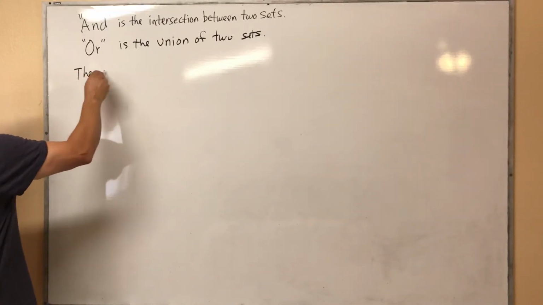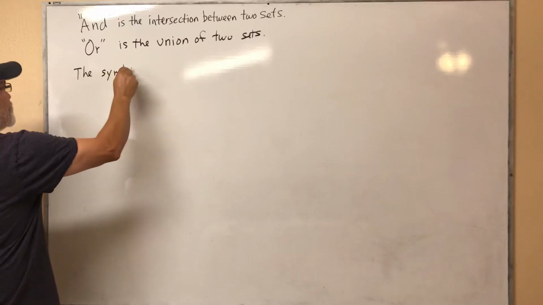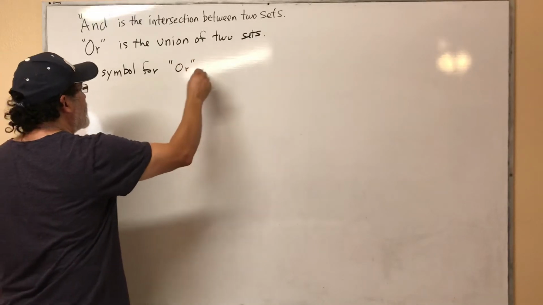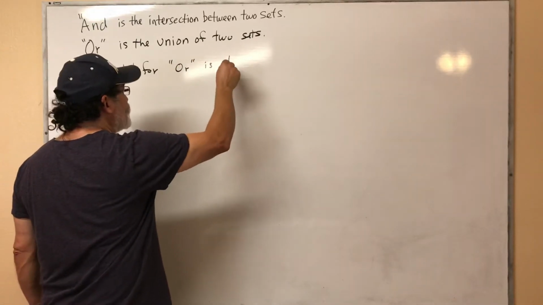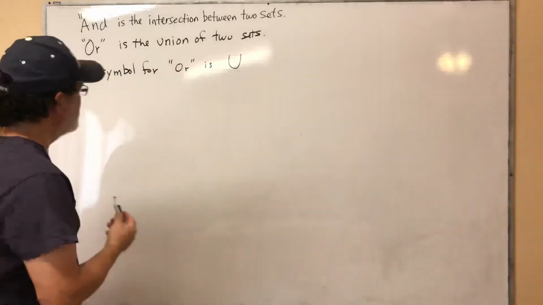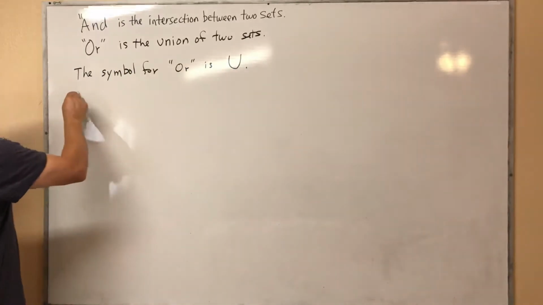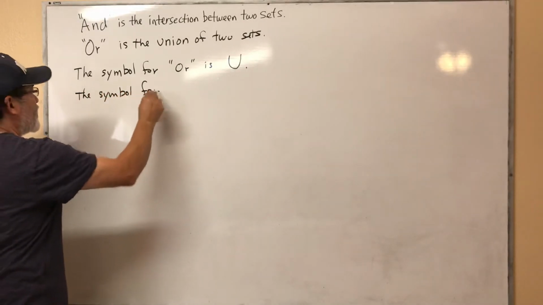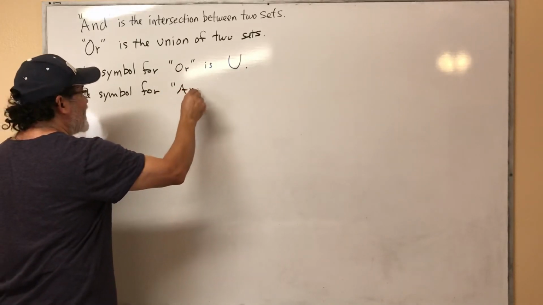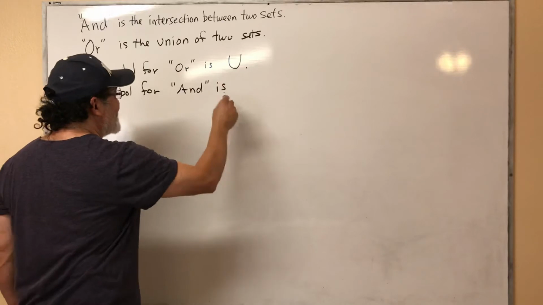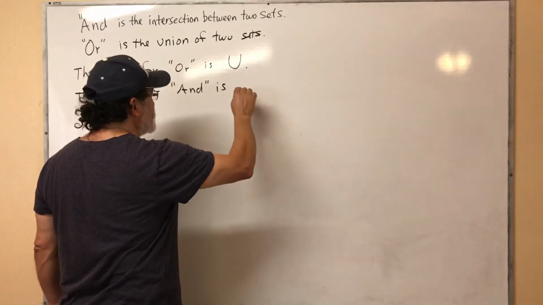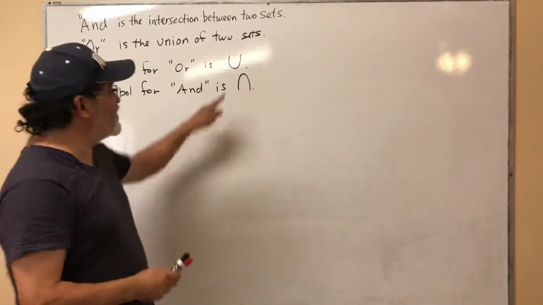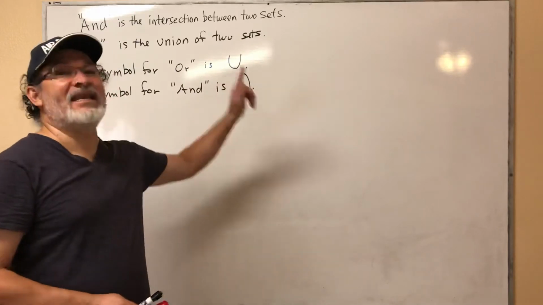The symbol for or is U, for the union. The symbol for and is an upside down U, to just do this, for the intersection. Okay? So when you see this, that means or. When you see this, that means and.